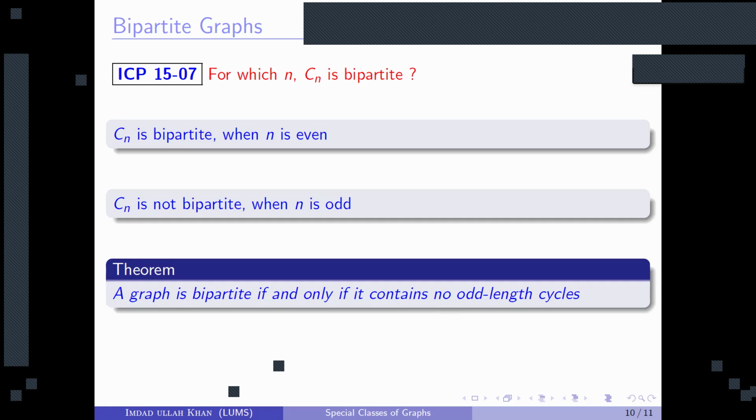What is an odd length cycle? The number of vertices in the cycle is odd, right? So if that number is odd, then 2 vertices will be pushed in one partition, and they'll be connected as well because they're part of the cycle. So that will cause the problem you saw in C5.